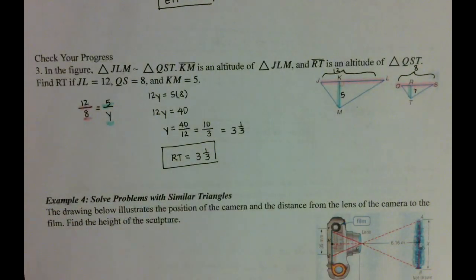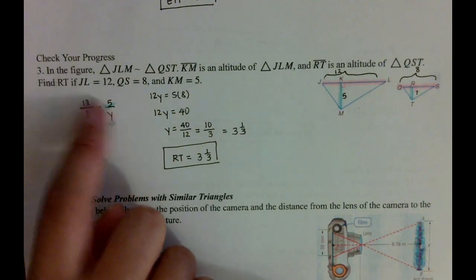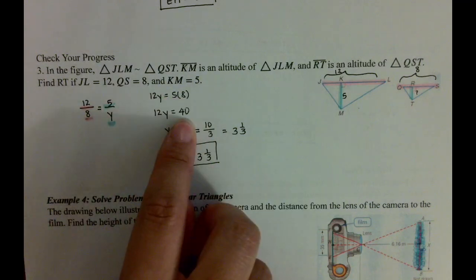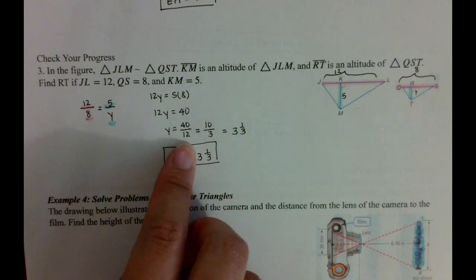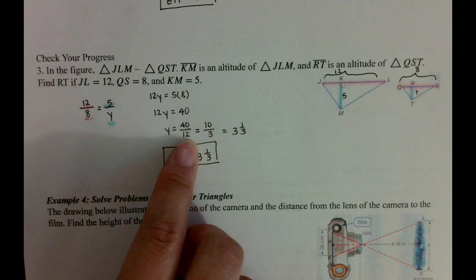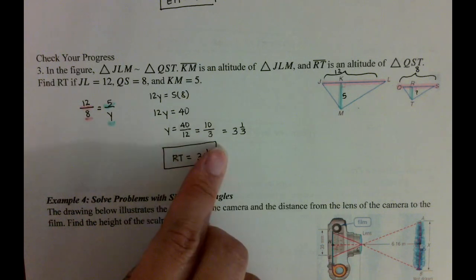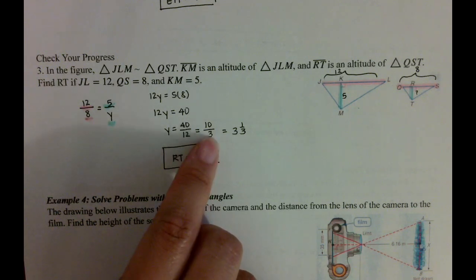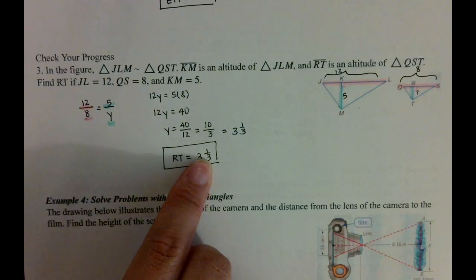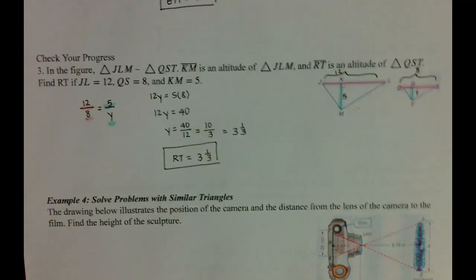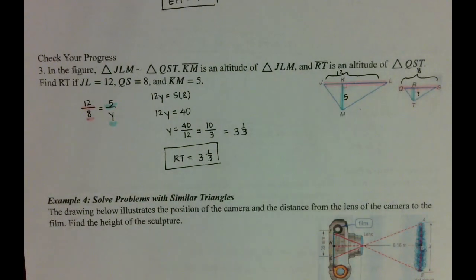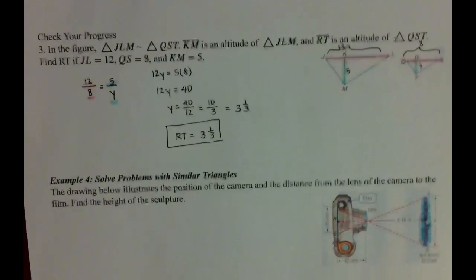Then I just need to solve the proportion by cross multiplying. So 12y equals 5 times 8, which is 40. Divide by 12 on both sides, so 40 over 12. They're both divisible by 4, so then it becomes 10 over 3. And then 3 goes into 10 3 times with 1 left over, so 3 and a third. Okay, moving on to our last example.